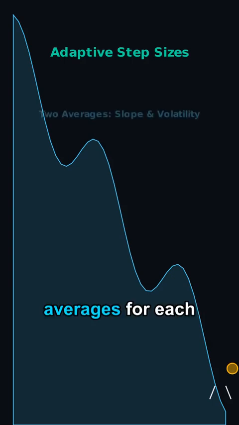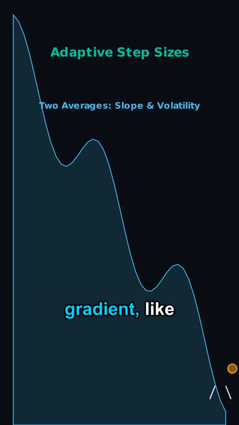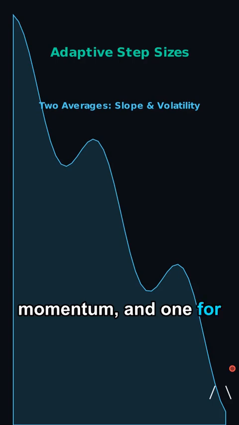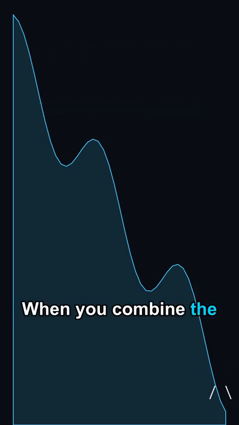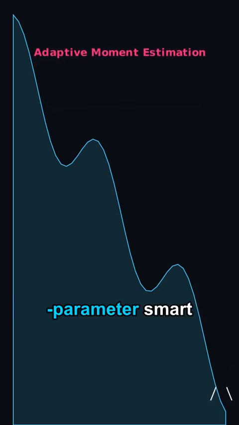It keeps 2 running averages for each weight, one for the gradient, like momentum, and one for the squared gradient, a measure of how wildly that slope has been swinging. If a slope has been violent, the step size shrinks. If it's been calm and consistent, the step size grows. When you combine the boulder's momentum with those per parameter smart shoes, you get Adam, short for adaptive moment estimation.